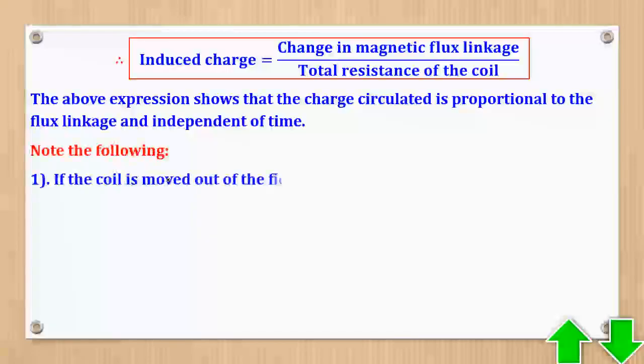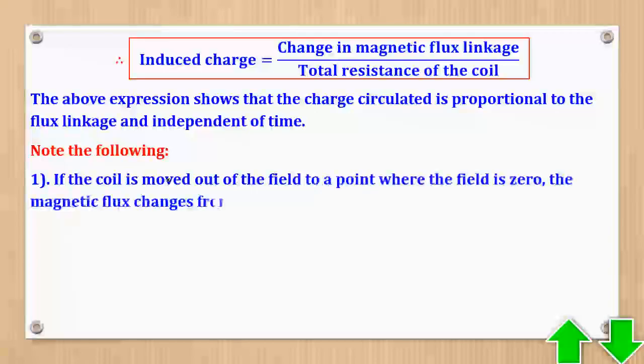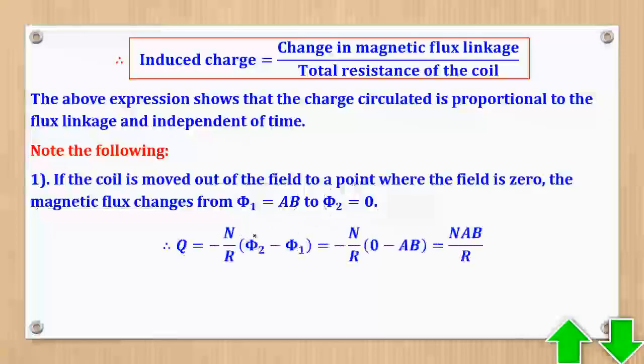There's something we need to note. One, if the coil is moved out of the field to a point where the field is 0, then the magnetic flux changes from phi 1, which is this, to phi 2, which is 0. And in that case, by substituting, will give us this. So now this is the formula. Substitute final minus initial to give you this. So somewhere in the calculation, when they tell you that the coil was completely removed out of the field, then you should know that charge is equal to this.